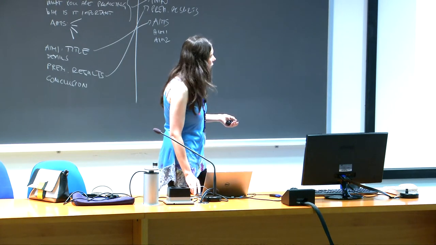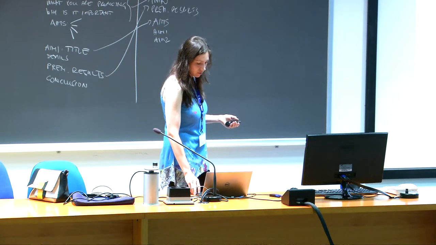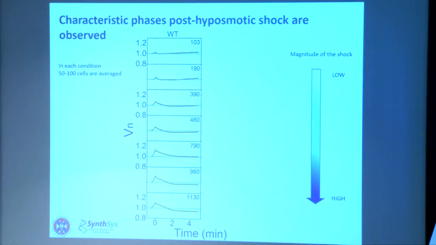Okay, so just to convince you that this is not just one trace, that this is consistent among different cells, I'm showing you now 50 to 100 cells that are averaged in each one of these traces. The black is the average line, and yellow is the standard deviation. So the magnitude of the shock goes from low to high, top to bottom. This here is that normalized cell volume against time. Time is now 5 minutes only.